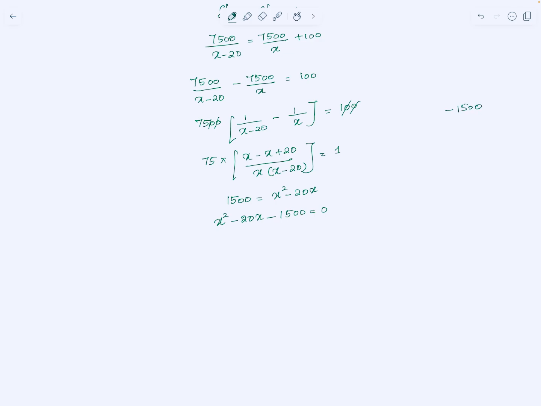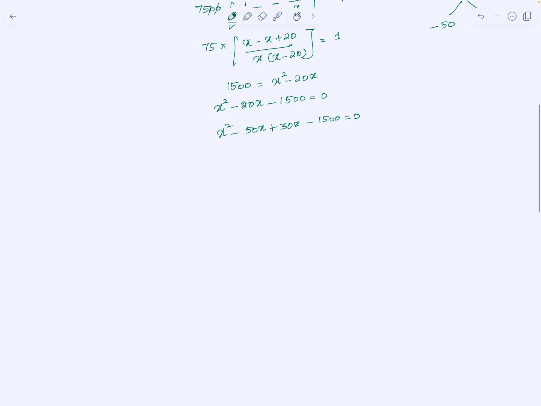Minus 1500 is a constant. For that, let's take minus 50 and plus 30 as the two factors. If we multiply these two factors, we get minus 1500, and if we add these two factors, we get the middle term b, which is minus 20. So rewriting the middle term, x square minus 50x plus 30x minus 1500 is equal to 0. From this we get x minus 50 times x plus 30 is equal to 0.